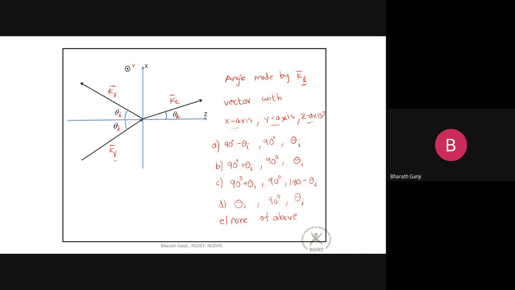So from the responses I have received, I see that 12% of the students think it's option A, 25% think it is B, 40% think it's C, and there are 21% of students who think it's none of the above. So because the majority says it's C, let me reveal the answer, but of course it's A.